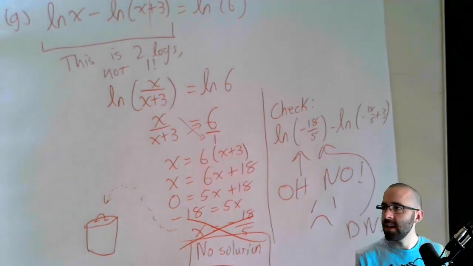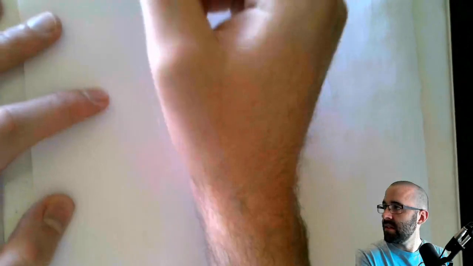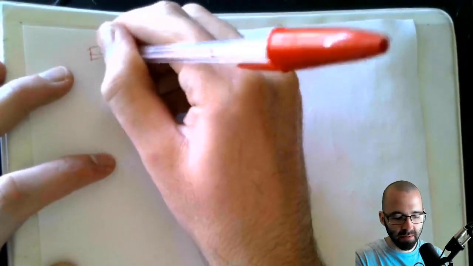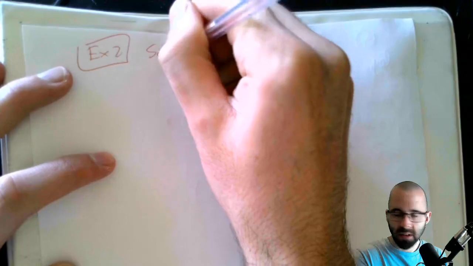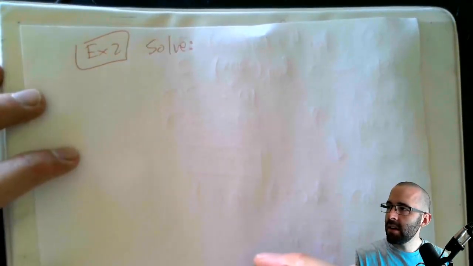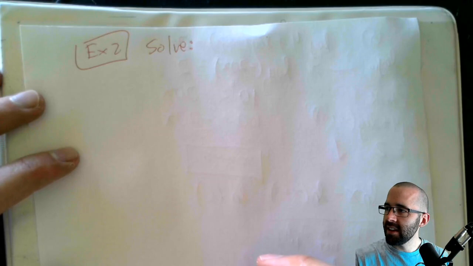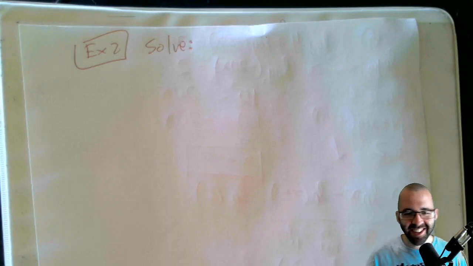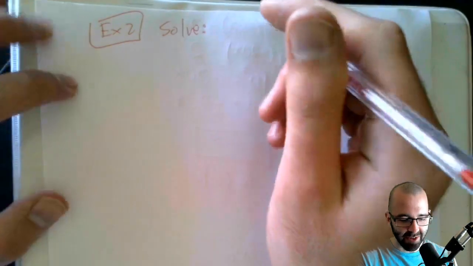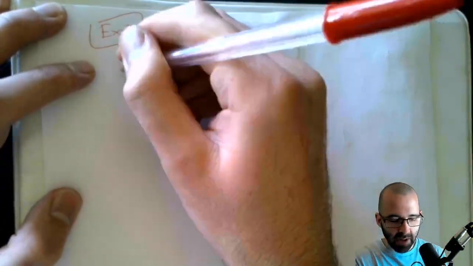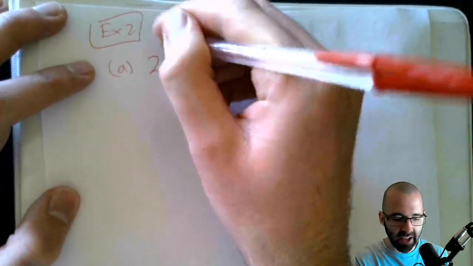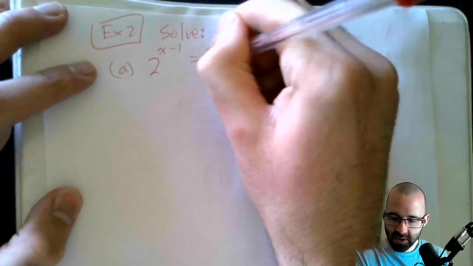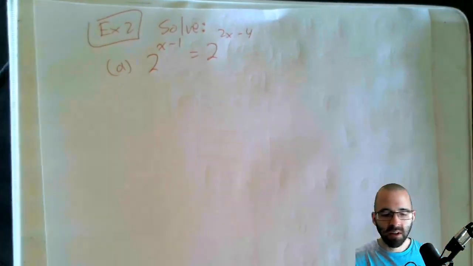Okay, so here we go. Example 2. Solve. We did that. Wait. We can have the same extra credit question in 2 days. That's okay. Although, honestly, I don't remember giving it. Part A. 2 to the x minus 1 equals 2 to the 2x minus 4.